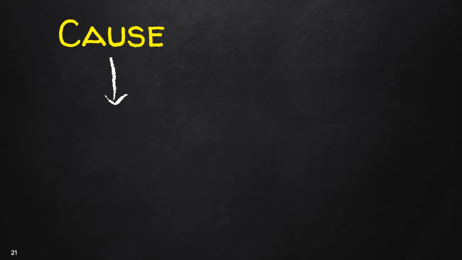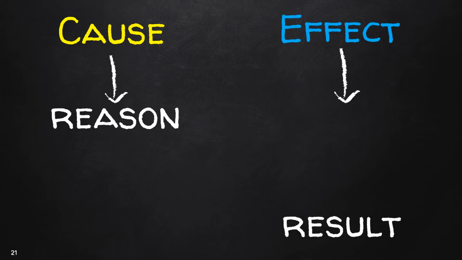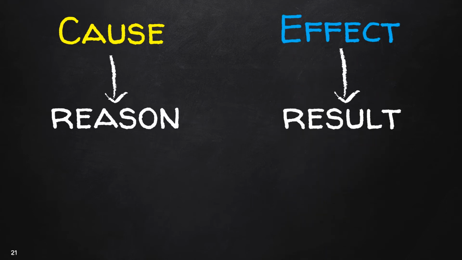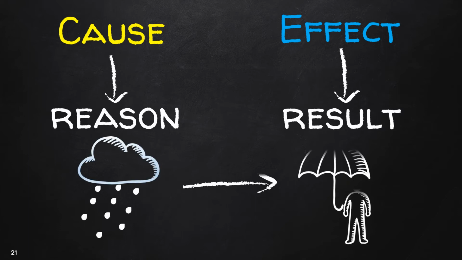Let's try to differentiate now cause from effect. A cause is simply the reason or why something happens, and the effect is the result or what happens as a consequence. For example, because it is raining outside, then I need to bring my umbrella. Understood now the relationship?